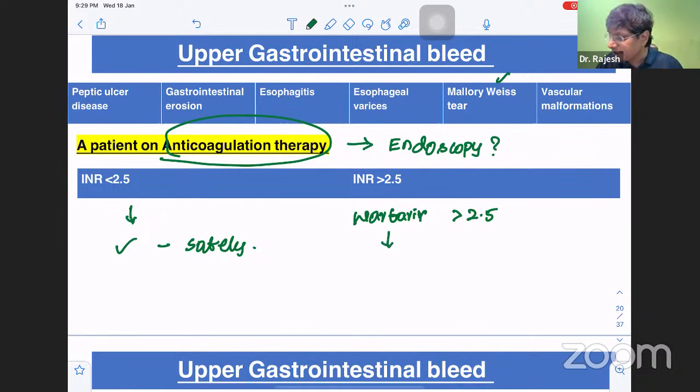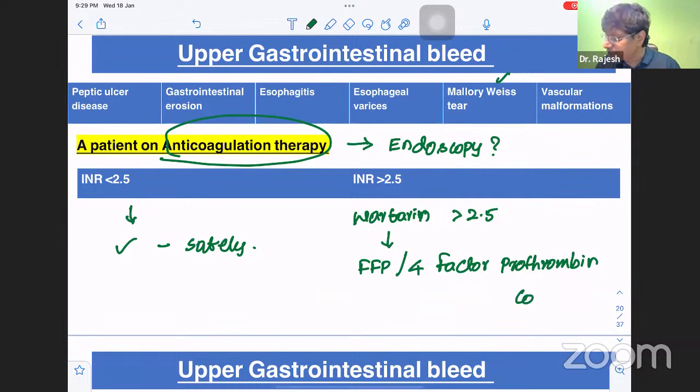What you should do at this point? In this patient, you should give either fresh frozen plasma or you should give 4-factor prothrombin complex, right? Now, one more question here. Between these two, between fresh frozen plasma and prothrombin complex, which is more preferred? This is another important question, because in your options, he will give you now: patient's INR is more than 2.5. Patient is on warfarin therapy, right? What should be the first line management?